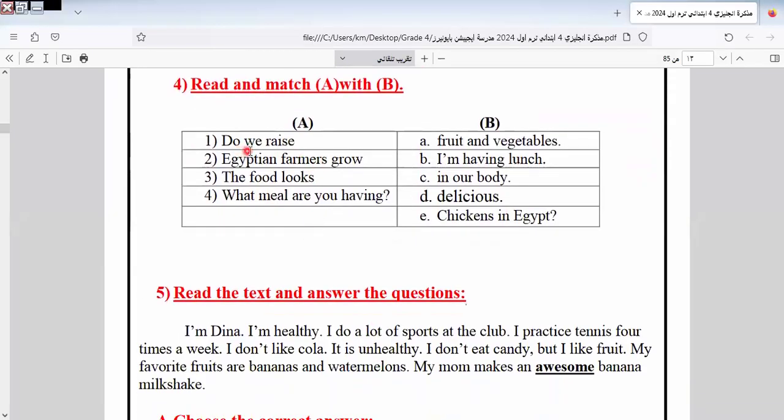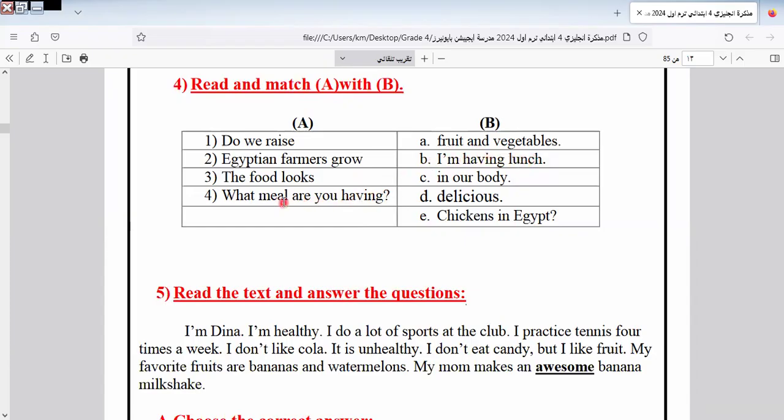Okay. Here, do we raise chickens in Egypt? So I select number 1 with E. Egyptian farmers grow what? Grow fruits and vegetables. So I select number 2 with A. The food looks what? Looks delicious. This is the expression for saying that the food is delicious or good. So I say the food looks delicious. What meal are you having? I'm having lunch. So I would like to say something that must be followed by what?